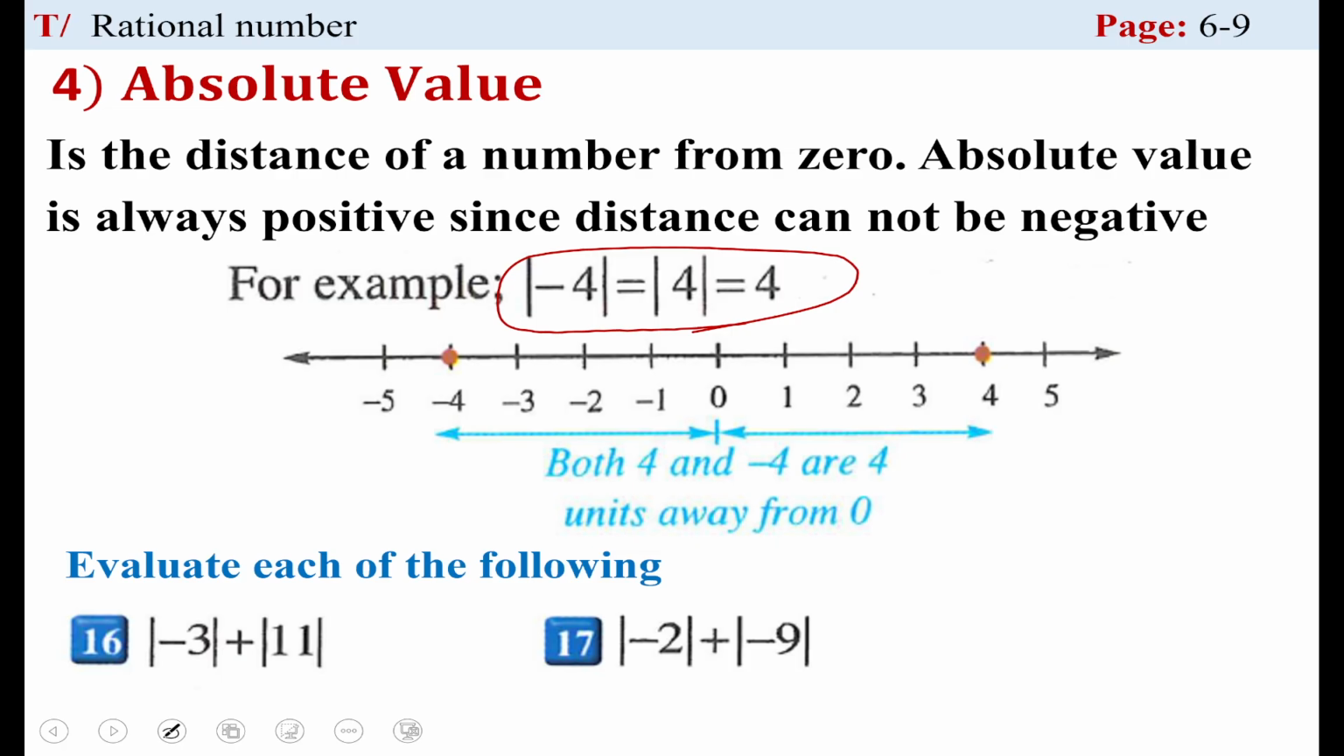Let's solve question 16. The absolute value of -3 plus the absolute value of 11. Take the absolute value of each number. The absolute value of -3 is 3, plus the absolute value of 11 also is 11, then add them, it is 14. Question 17, the absolute value of -2 plus the absolute value of -9, so it's going to be 2 plus 9, it's going to be 11.